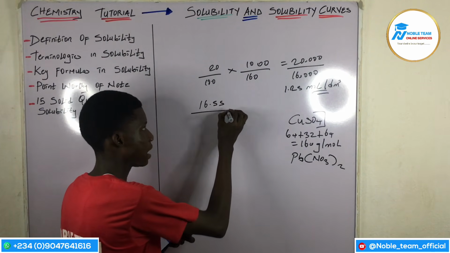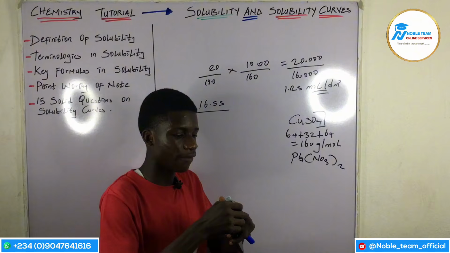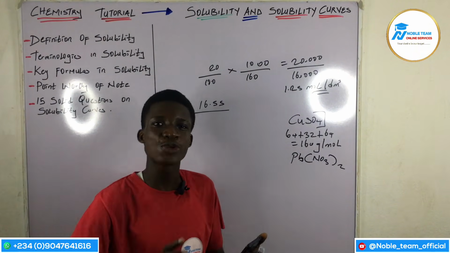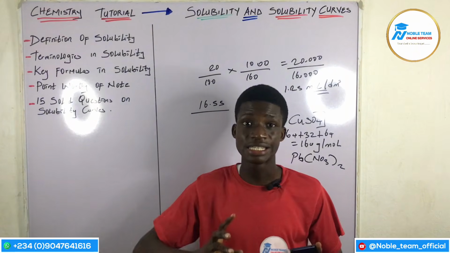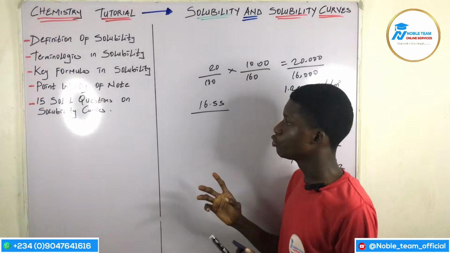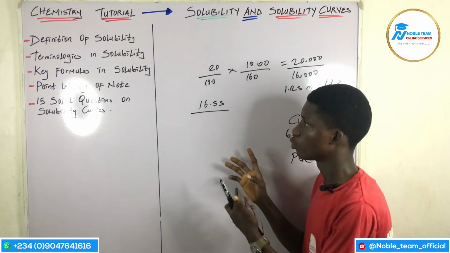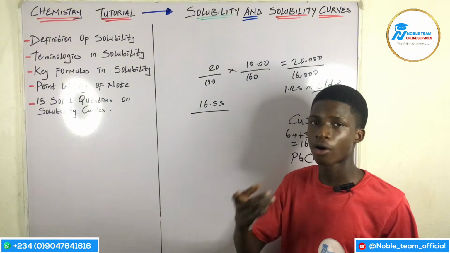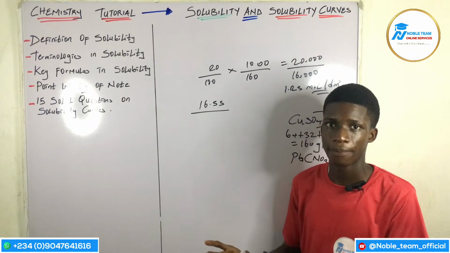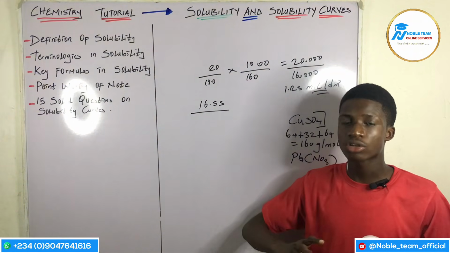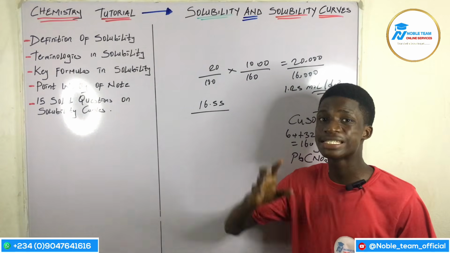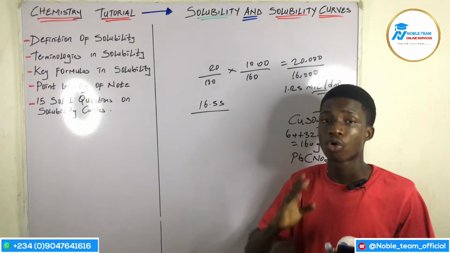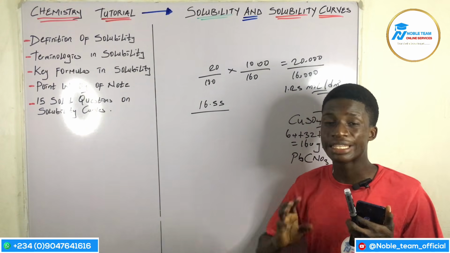16.55 divided by the mass of the solvent is what? 100 grams. Now, I want you to take note of this, because this is a key important point. You will notice that when we solved the second question, the mass of the solvent was what? 100 grams. Take note that the mass of solvent, which is water only, is 100 grams. You understand? It is constant.